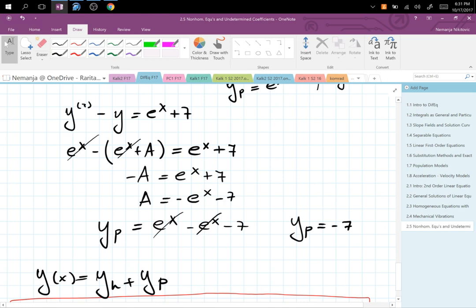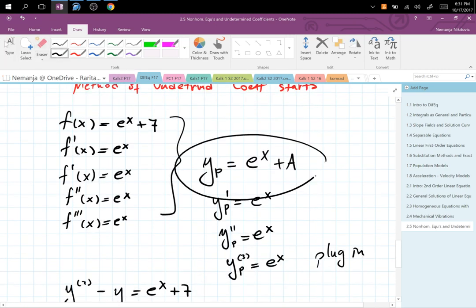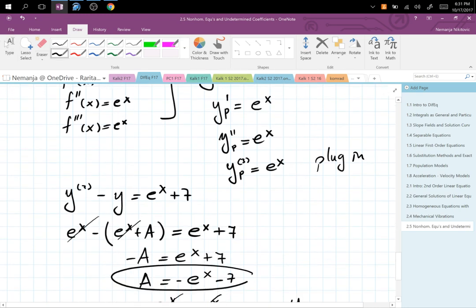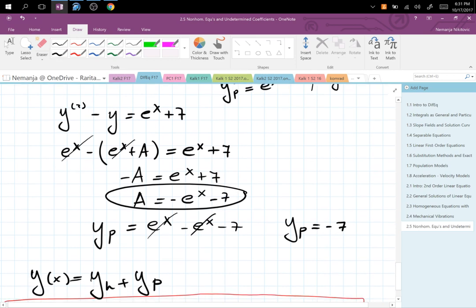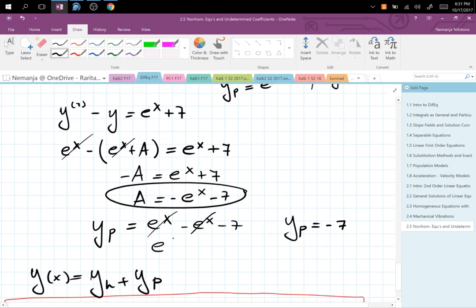You're talking about something in here, right? Oh, this one. yp is defined as e to the x plus a. And a is this, so when I plug that in, that's how you get the second two terms. And then they cancel.